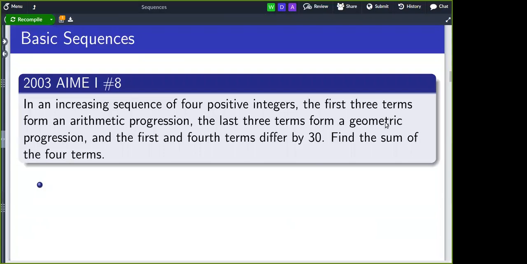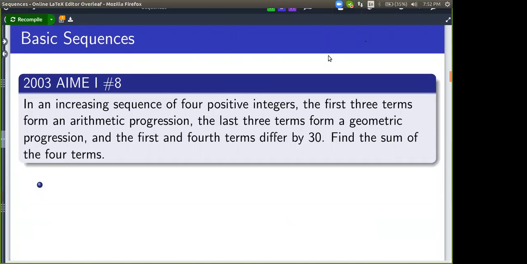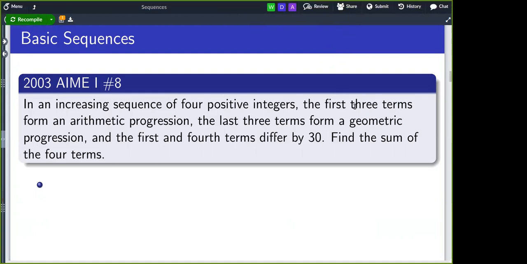So to get started, we should try to assign some variables to the terms of the sequence. So as Aaron suggested, to set the second term b, we can do something slightly different. So the first three terms form an arithmetic sequence. The most obvious thing to do would be to set them to a, a plus d, and a plus 2d. But we can be a little cleaner with that by writing them as a minus d, a, and a plus d instead.